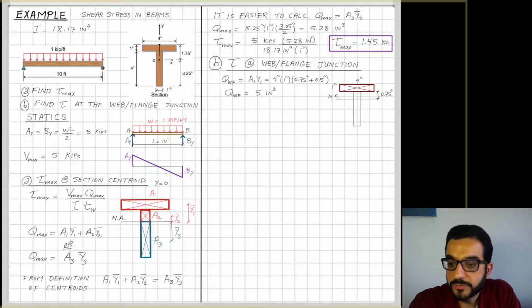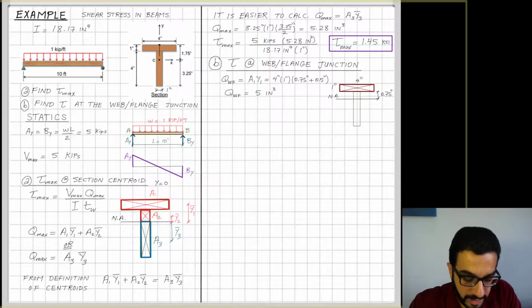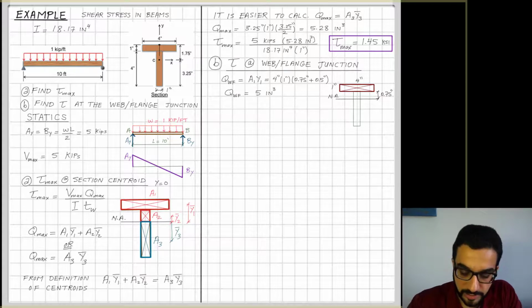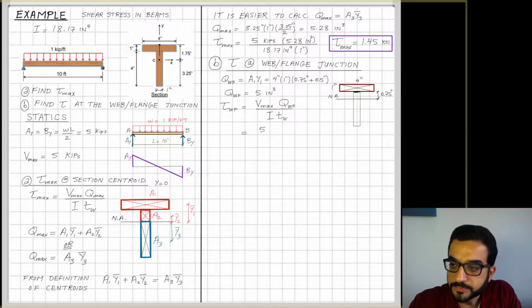A1 here, from what we covered in part A, is the area of the flange, 4 inch times 1 inch, times the distance here from the neutral axis to the centroid of the flange. So 0.75 plus half of the flange thickness, 0.5. So that will give me Q WF here to be 5 inches cubed. And then we'll be able to plug this into the tau formula.